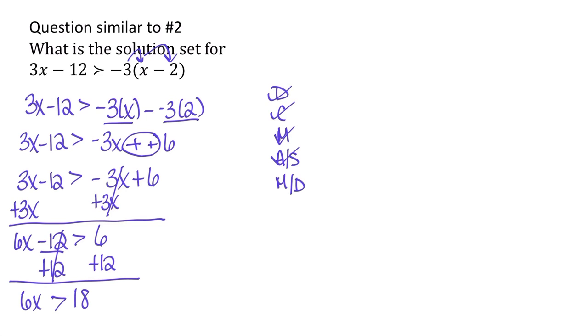Now I need to multiply or divide. 6 is multiplying x, so I'm going to do the opposite and divide both sides by 6. So I have x is greater than 18 divided by 6, which is 3.